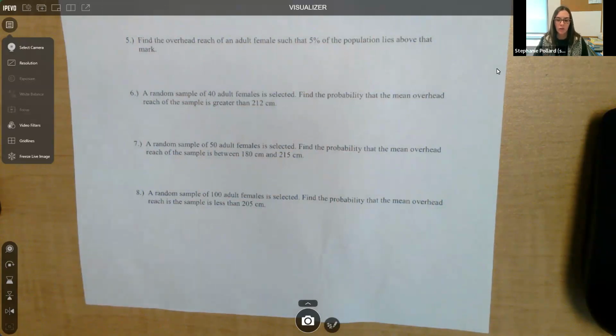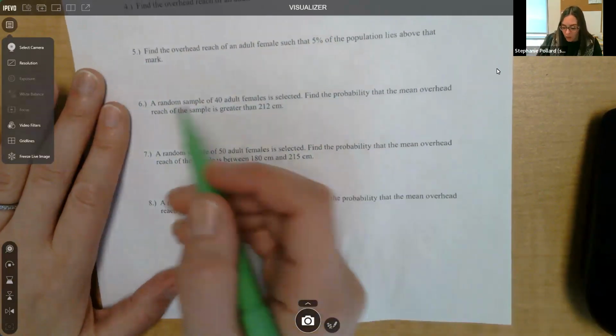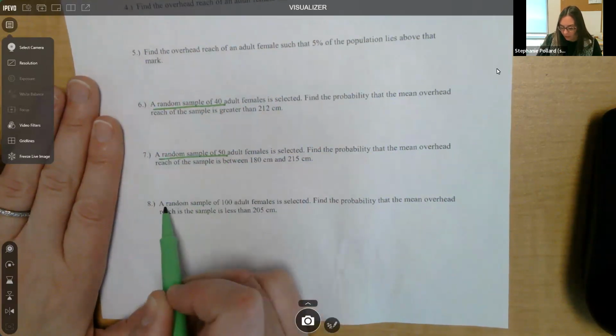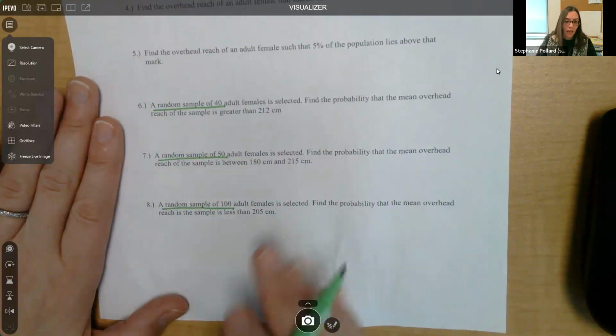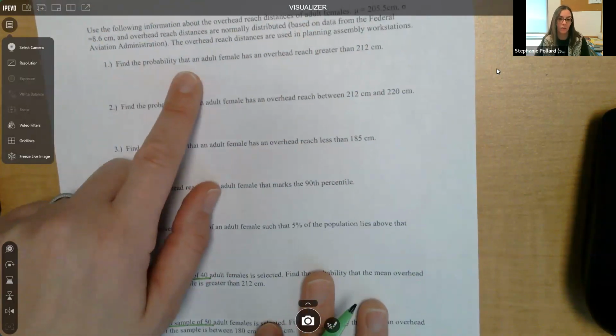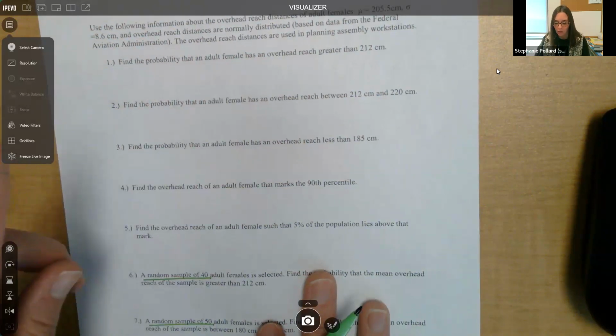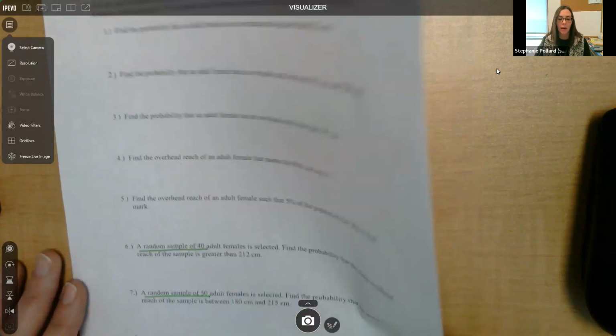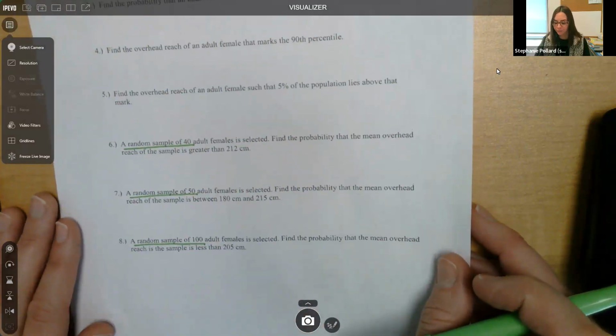So in each of these questions, they're all very similar in the sense that instead of selecting one person or analyzing what one person may do or their results or something like that, we're looking at a sample of people. So a random sample of 40 adults, a random sample of 50, a random sample of 100. And that's different than it was at the beginning, right? Find the probability that an adult female, one single person. Now we're looking at multiple people at the same time.